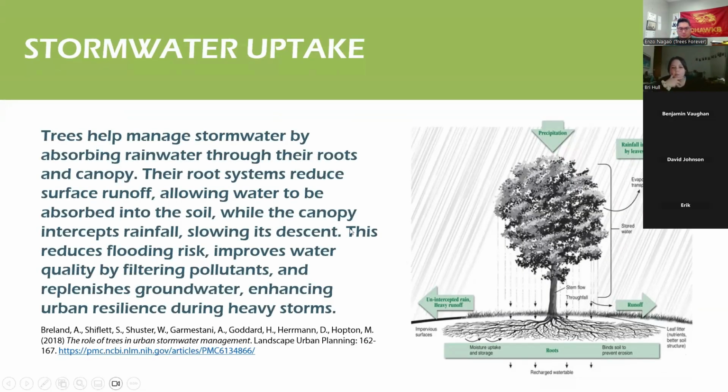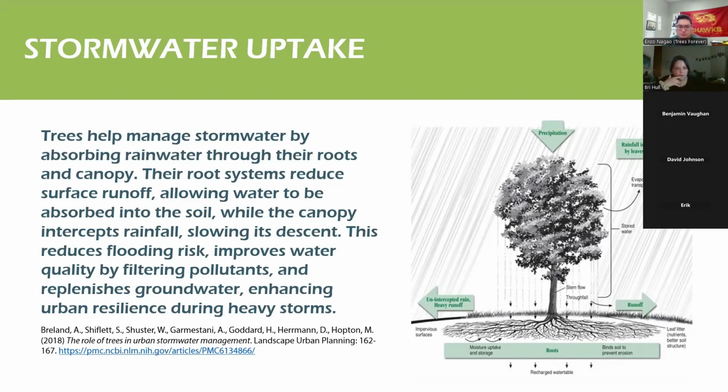So, trees actually help manage that stormwater first in their roots and their canopy. The root systems reduce that surface runoff, allowing water to be absorbed back into the soil. And then the canopy itself actually intercepts that rainfall, slowing its descent, just like we talked about with the streetscapes. That reduces the flooding that you might see and also improves that water quality by filtering pollutants and replenishing groundwater.